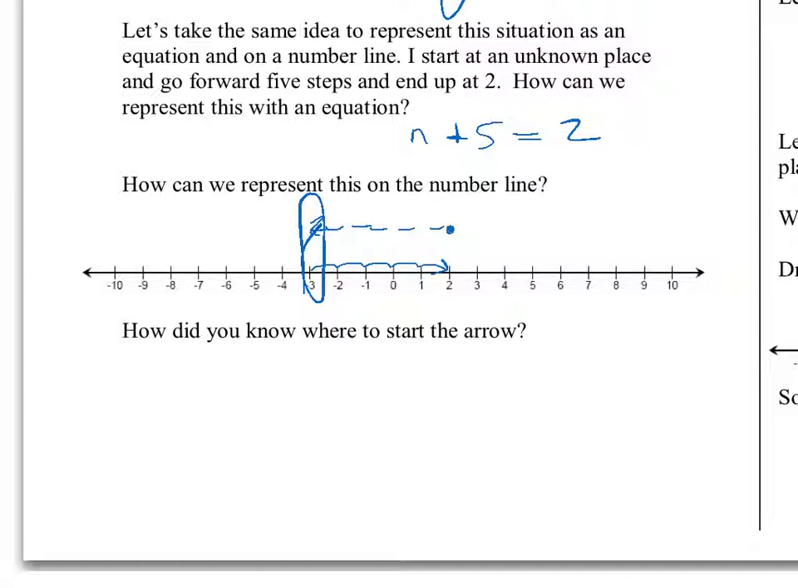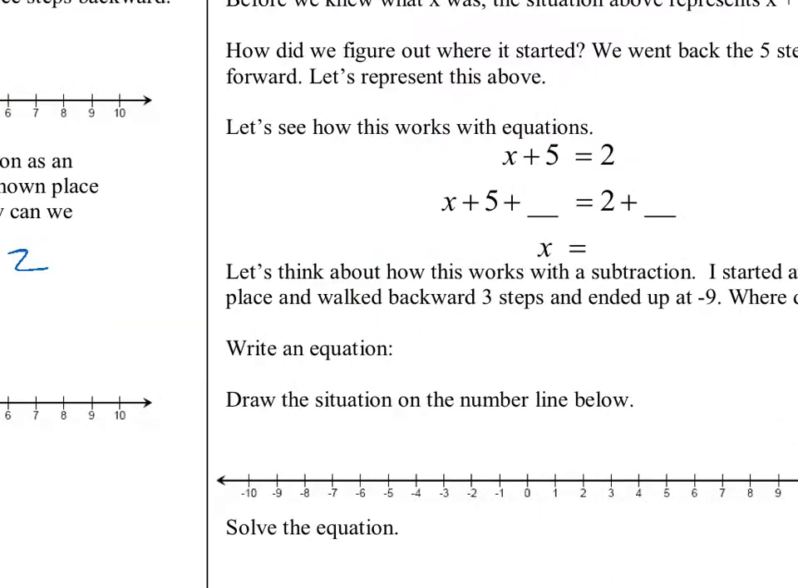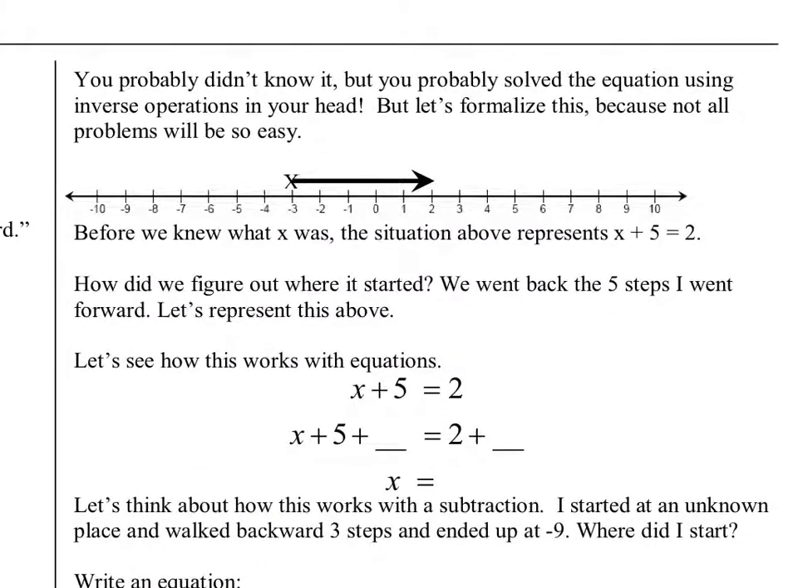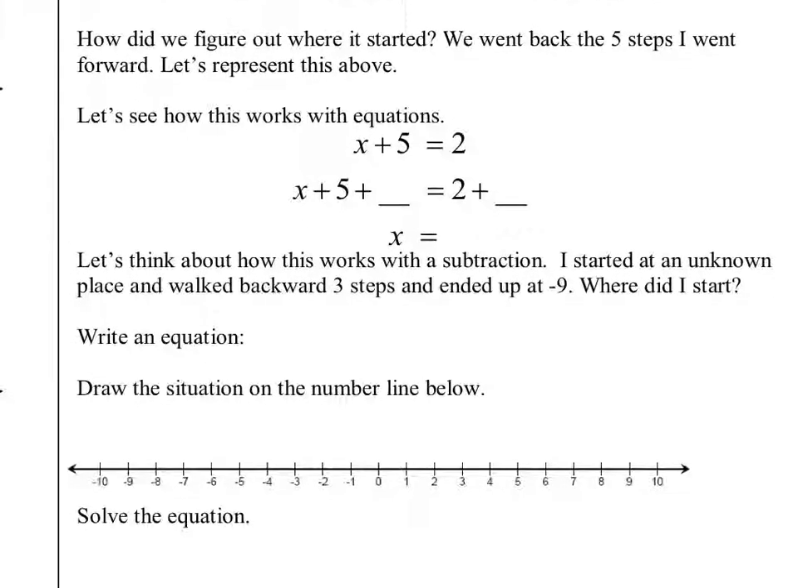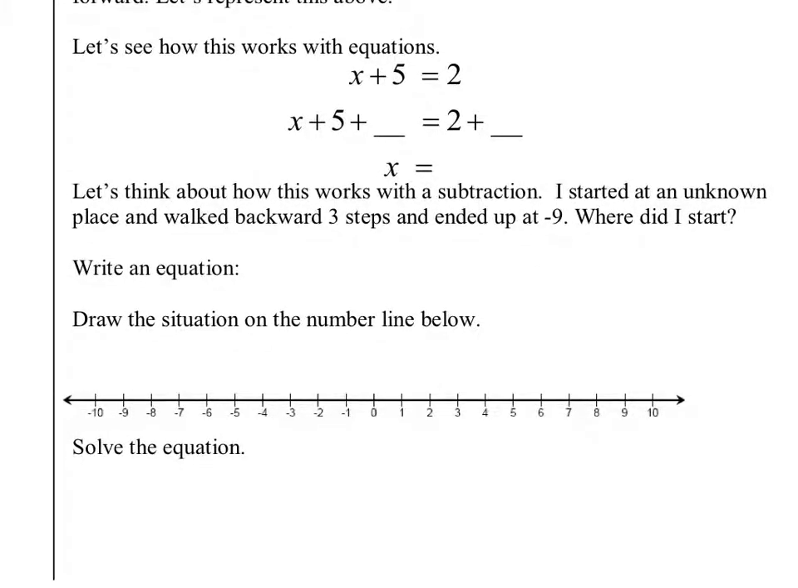So Cheston knew to start the arrow at negative 3 because in his brain, he did an inverse operation. And it's the same thing here. So we can see that represented up here. And we can see the same thing happen solving the equation. So we have x plus 5 is equal to negative 2. Well, that 5 steps backwards, that's the same thing as adding what? Kyrie?